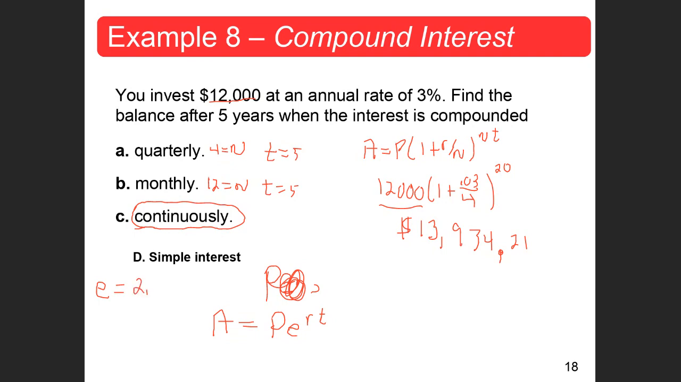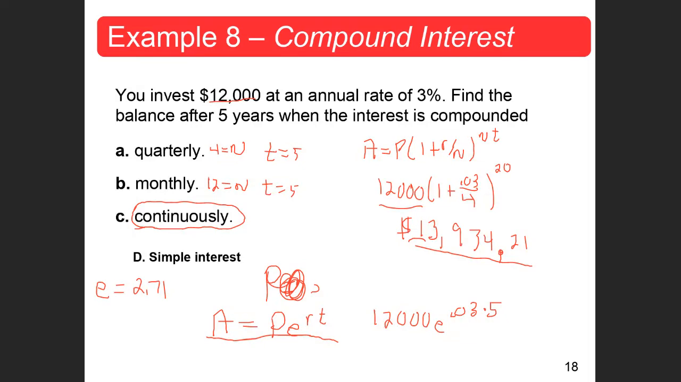e is approximately 2.71. So if I wanted to find the amount compounding continuously, I would put in 12,000 times e to the rate, 0.03, times t, which is 5 years. Then you would figure this out. You should get a better answer than this. It'll be a little bit more, not a whole lot. It might be 14,000, but compounding continuously is the most you could ever have. This is what we call the PERT formula. If you're ever dealing with compounding continuously, you want to use the PERT formula.